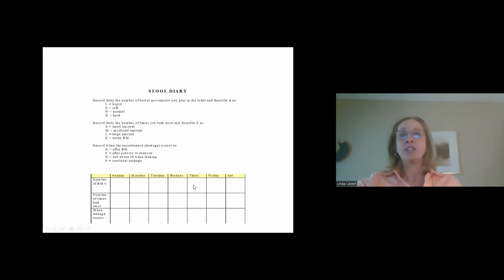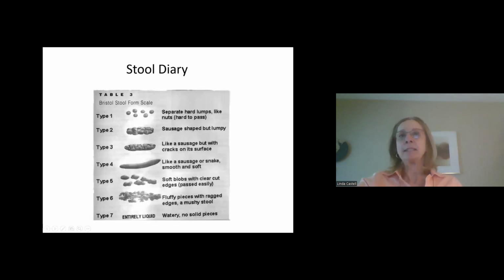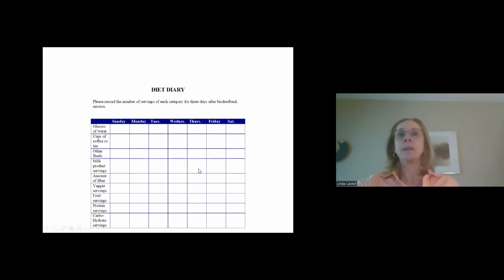So just check every day: the number of bowel movements, what the consistency was, and when the leakage occurred. Try to make your diary very, very simple. This is the Bristol stool scale, I'm sure you've seen it. If they want to, they can just type a 1, 2, or 7, whatever it is, to make it easier for them to complete their stool diary.